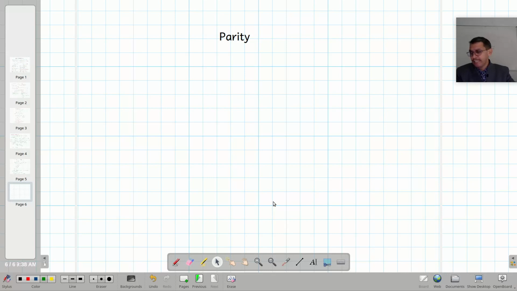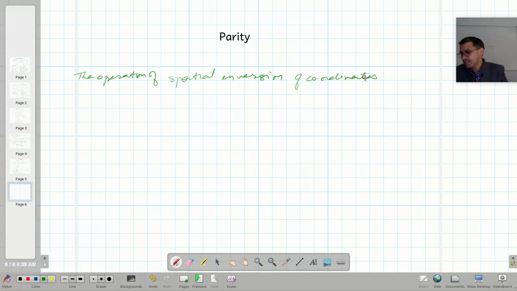So today I will talk about parity. First of all, let me define a transformation. The operation of spatial inversion of coordinates, that is x, y, z, these are the spatial coordinates. If they get inverted, that means it will become minus x, minus y, and minus z. Then this transformation is an example of discrete transformation.